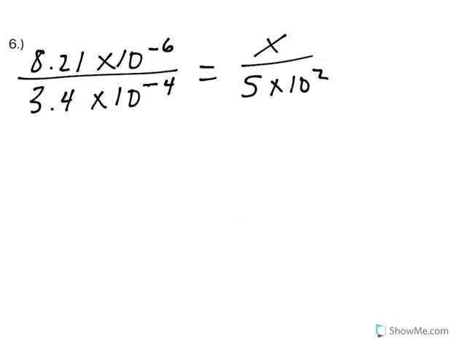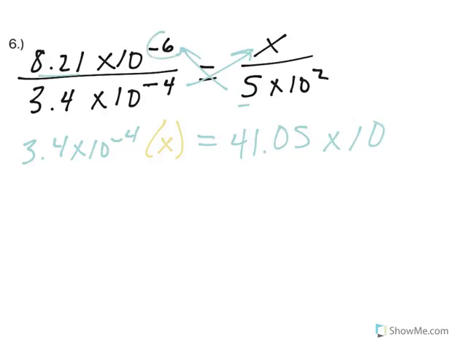And last problem, it's already in scientific notation for us. So let's go ahead and cross multiply. I have 3.4 times 10 to the negative 4th times x equals, when I go this direction, 5 times 8.21 gives me 41.05 times 10 to the negative 6 plus 2 is negative 4. I divide both sides by the number in front of my variable.